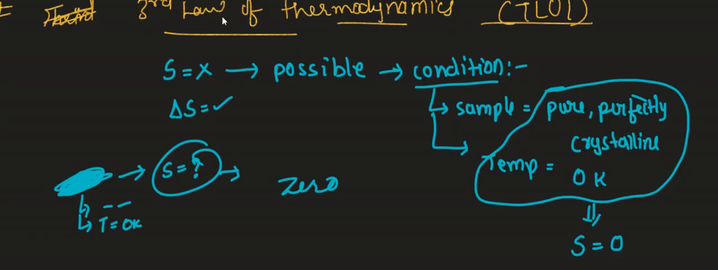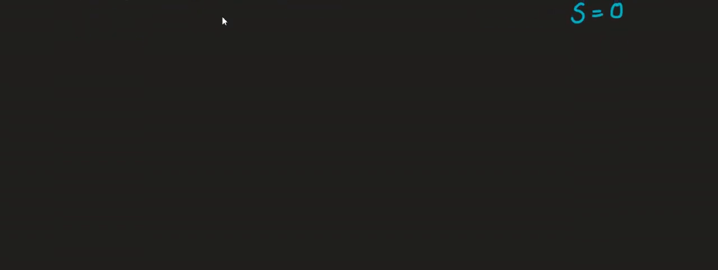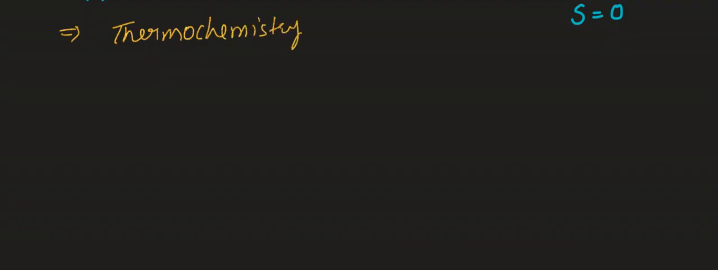Now let us try to understand the second part of thermodynamics, which is the thermochemistry concept. What is the meaning of thermochemistry? Till now we have studied just entropy, enthalpy, everything. But now we are going to study how thermodynamics is involved in chemical reactions. All the chemical reactions which deal with thermochemistry are called thermochemical reactions.